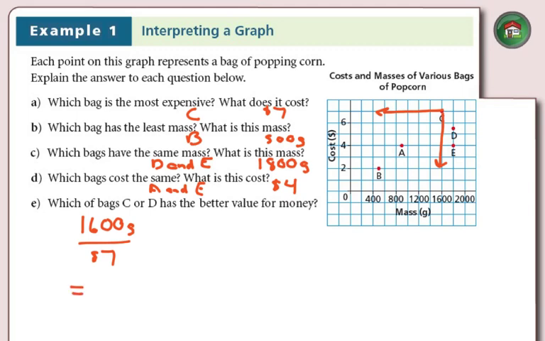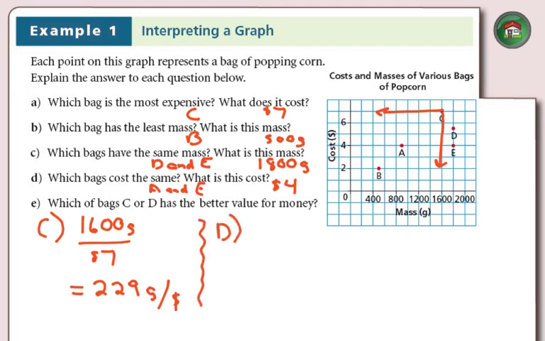When we do that calculation, it gives us 229. What's the unit? 229 grams per dollar. Meaning that every dollar we spend, we get 229 grams worth of popcorn. That was for bag C.